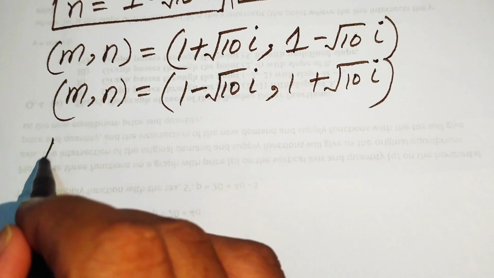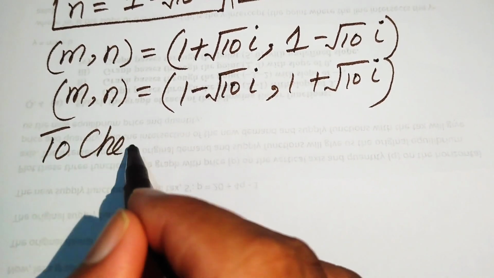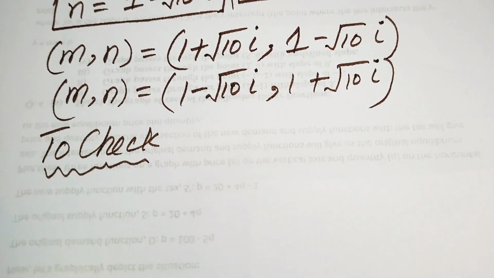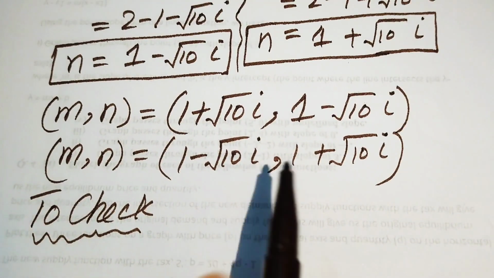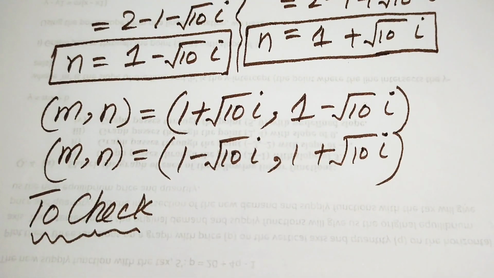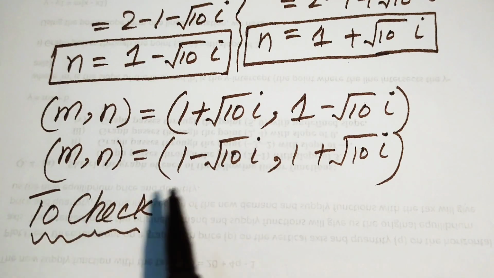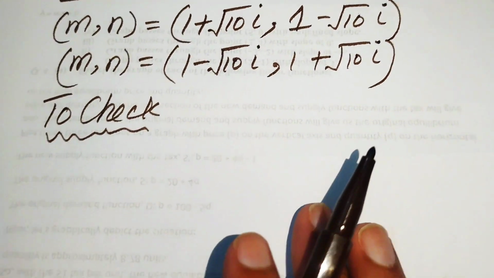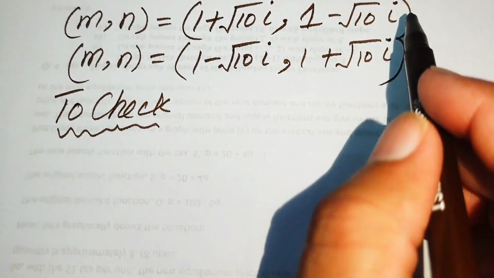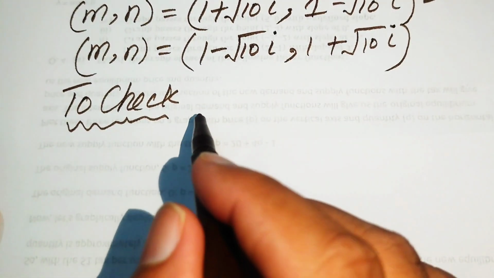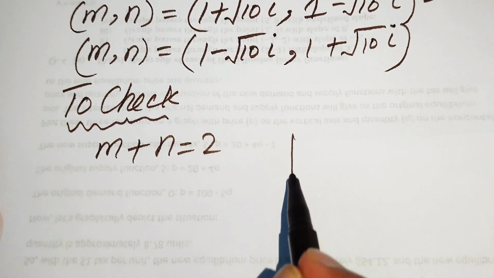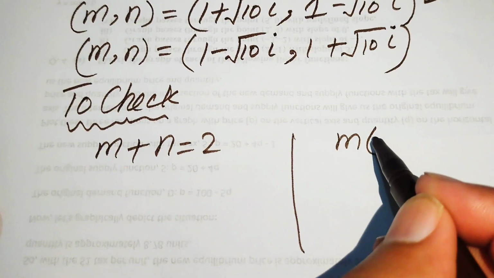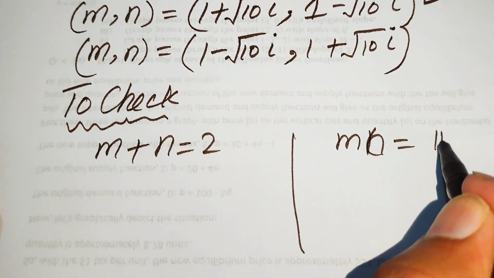And now we just check these solutions. Do these solutions satisfy our given question statement or not? Here I can verify only one solution, and I will leave the other solution for you. You can check the other solution. So here we check the first solution, and now we write the given equations. Our given equations are m plus n equals 2, this is the first equation, and the second equation is m multiplied by n equals 11.